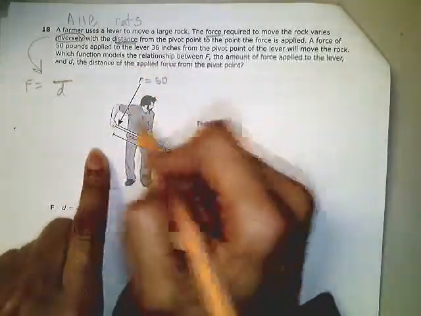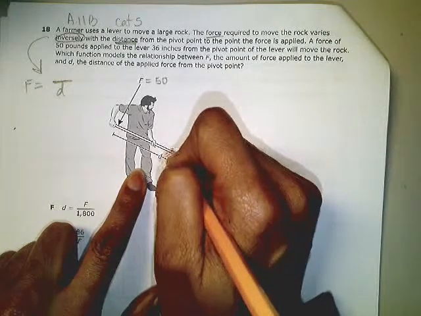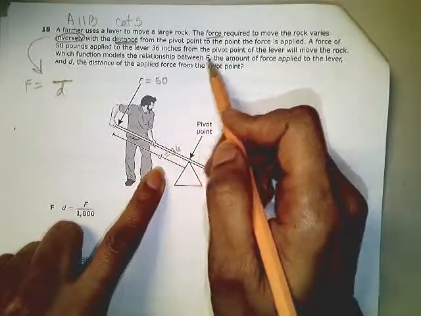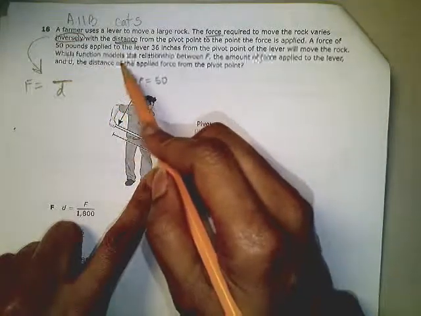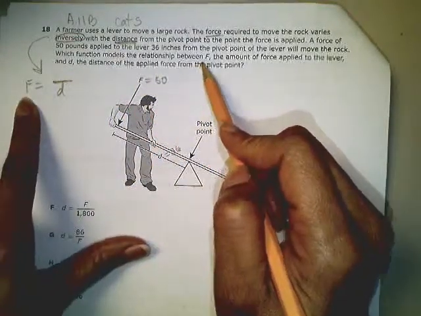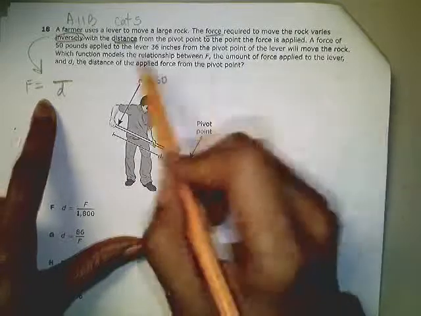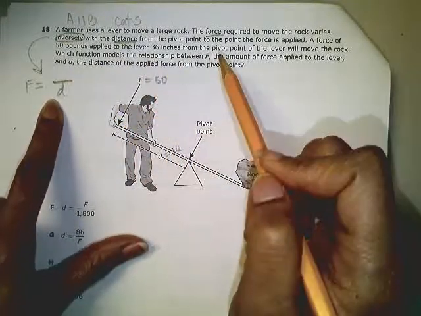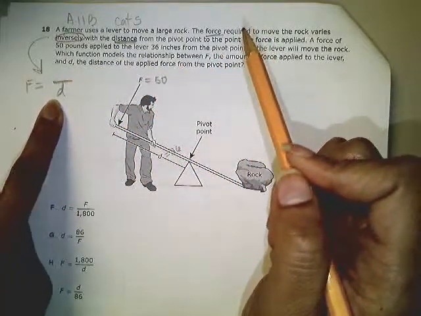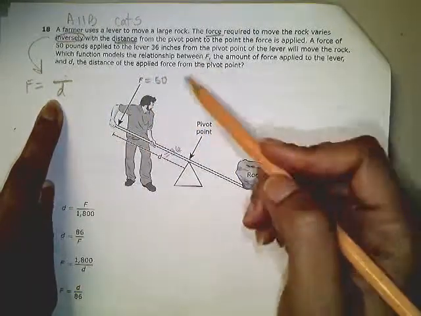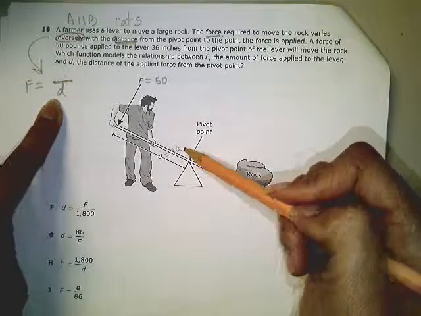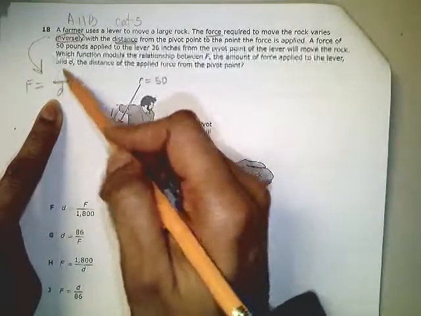Applied to the lever, D is 36 inches from the pivot point of the lever, and we'll move the rock. Which function models the relationship between F, the amount of force applied, and D, the distance? Right now, I have no idea what this number is supposed to be. I do know F and I do know D, so I can figure out what this is supposed to be.